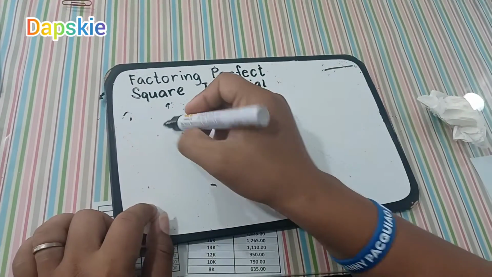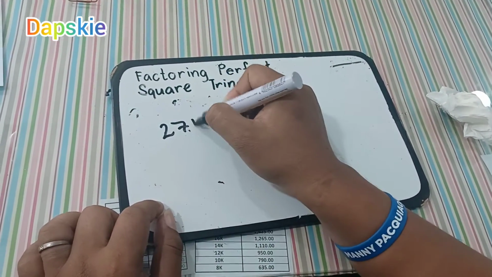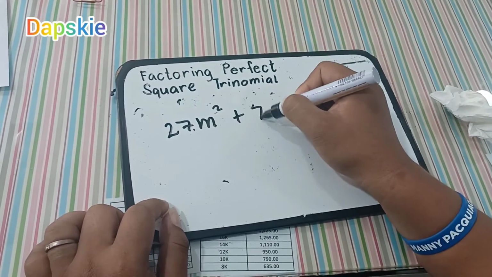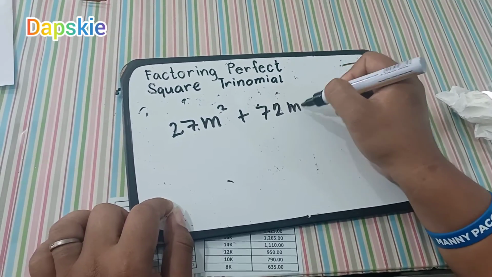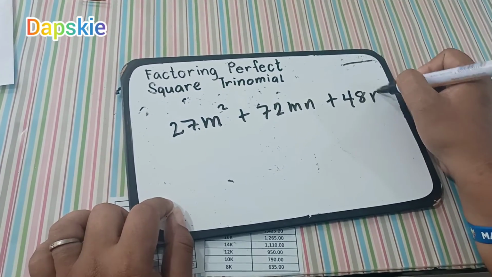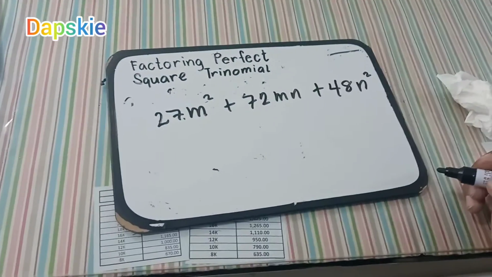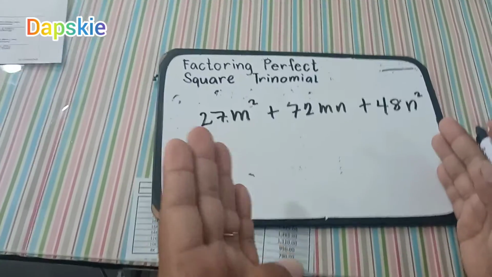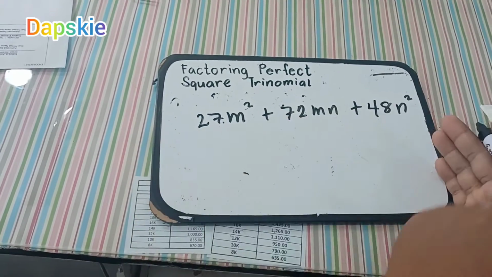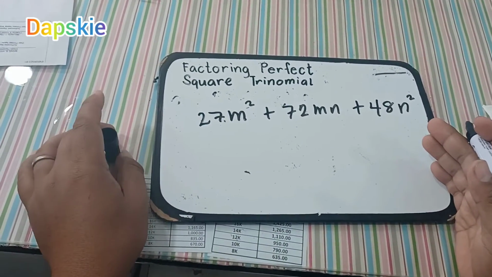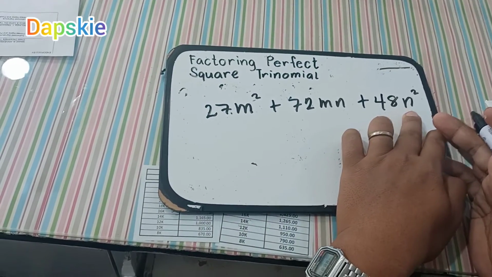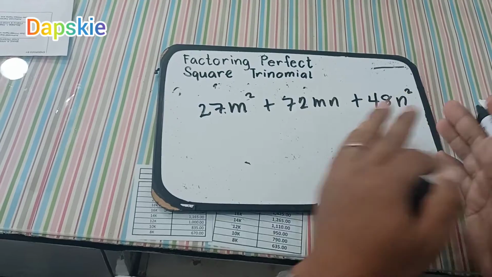So, this is 27m squared plus 72mn plus 48n squared. Now, let's check if this is a perfect square. Is 27m squared a perfect square? No. How about the last term, 48n squared? No, also not. So, what do we do?